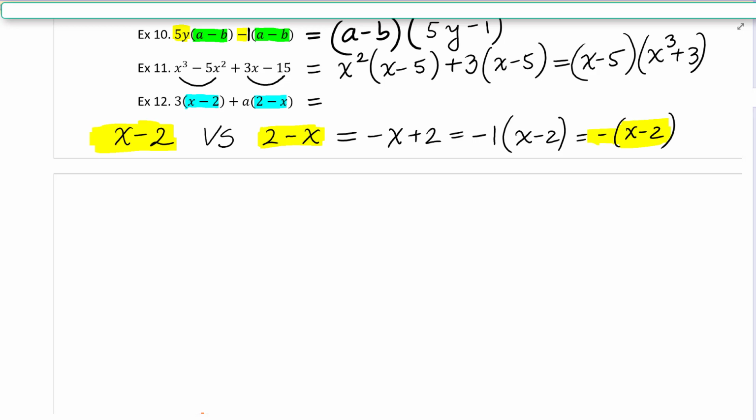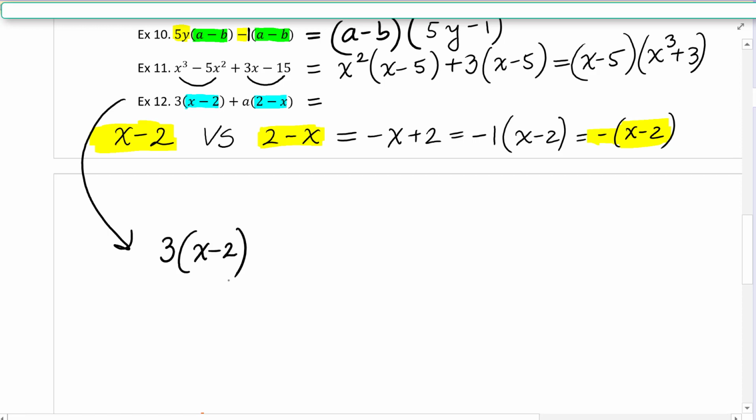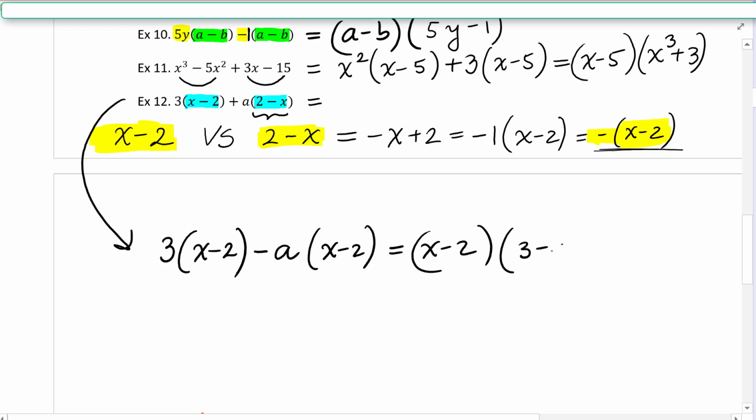So what I mean by that is that when I want to solve example 12, so 3 times x minus 2, I'm going to rewrite 2 minus x as negative a times x minus 2. So I replaced exactly what we just proved here, that 2 minus x is negative the quantity x minus 2. So now x minus 2 is a common factor, and we are left with 3 minus a, and we factor it completely.